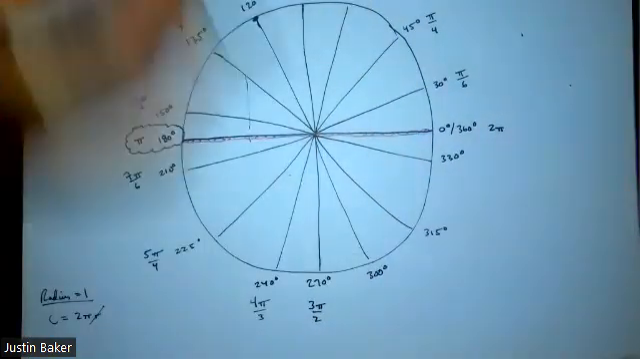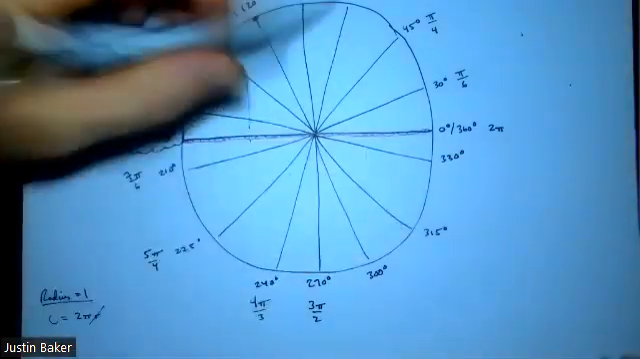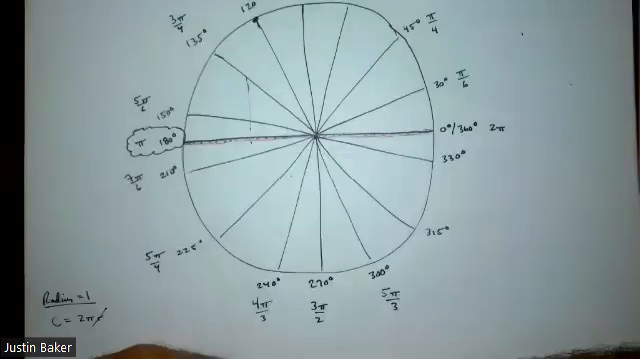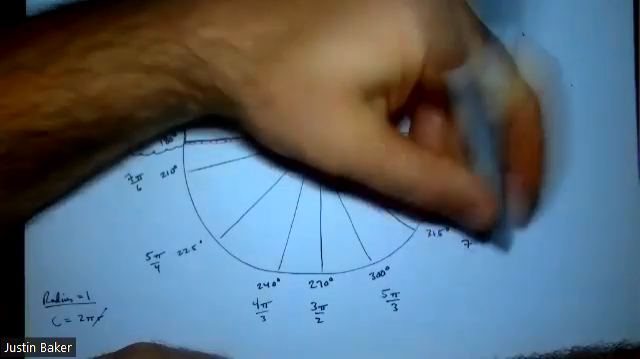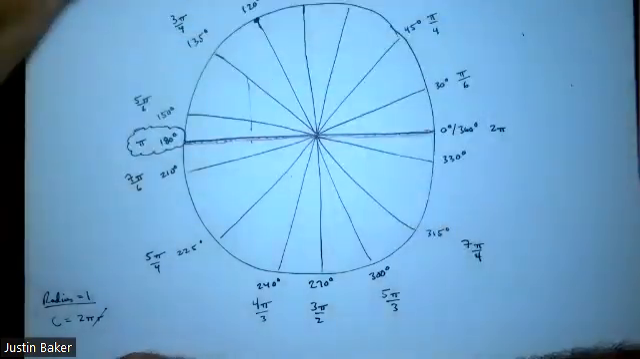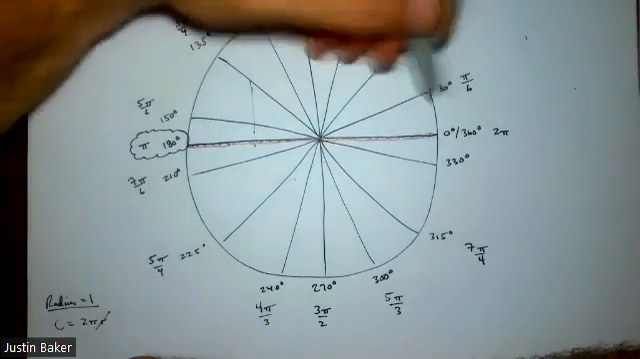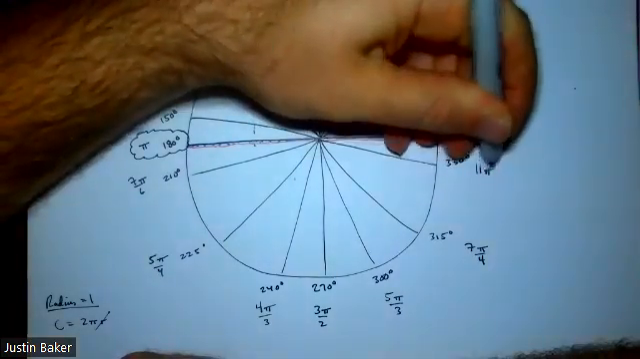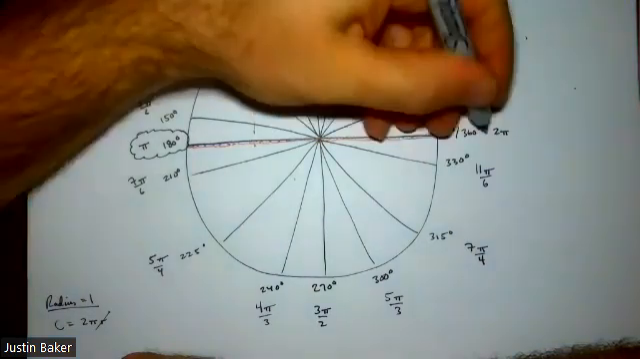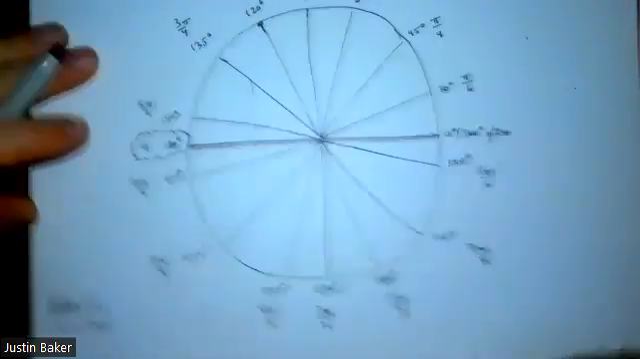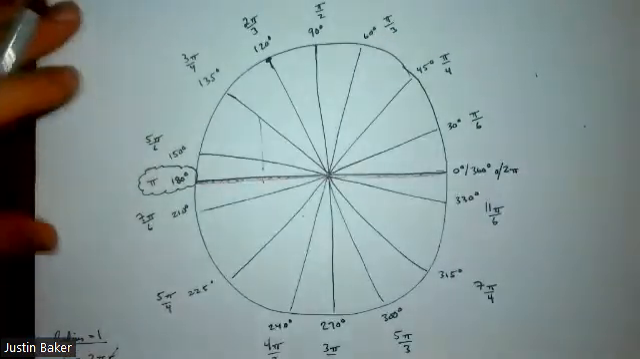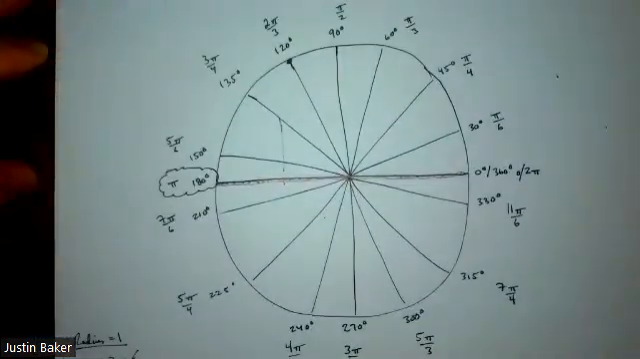For 300, that's a 60-degree angle. So how many 60s do we need? You need 5 60s to make up 300. So 5 of the pi over 3s. For 315, that's a 45. We need 7 45s. So 7 pi over 4. For 330, it's 11 30s. So 11 pi over 6. And for radian measurement, it's either 0 or 2 pi at the beginning. Does anybody out there have any questions on how I have come up with anything that you see?